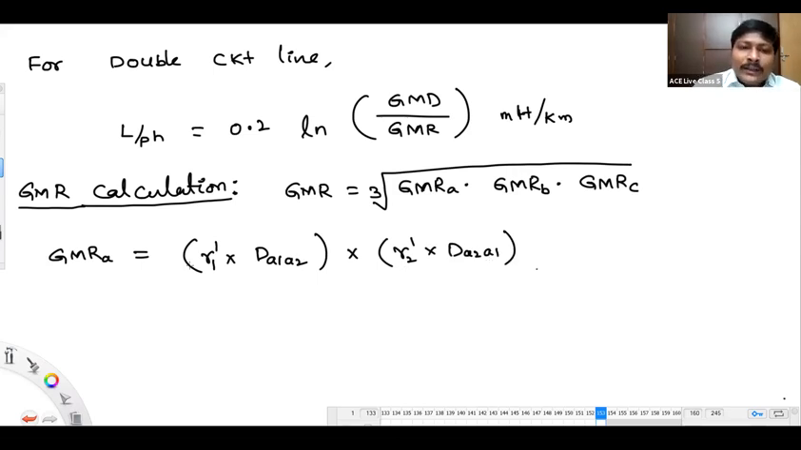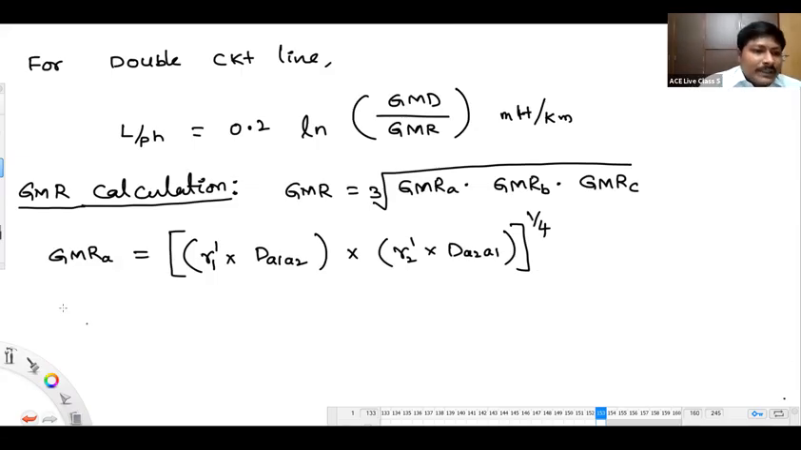And in total how many numbers do we have now? Four numbers you have in total. And this whole to the power 1 by 4 you should take. That's the GMR of phase A.